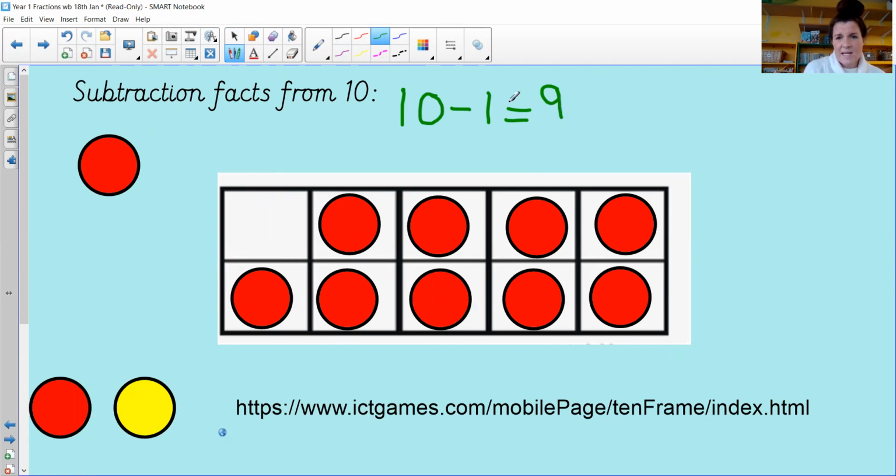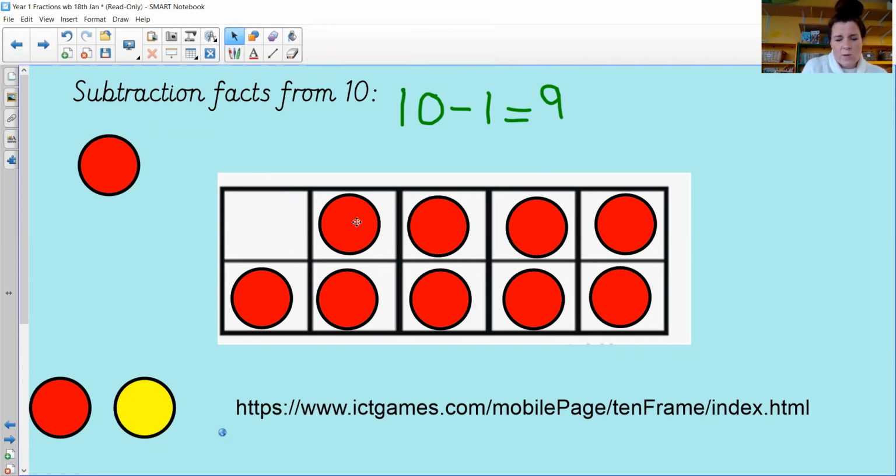Remember, this symbol means equals or the same as, because 10 take away 1 is the same as 9. Okay, so 10 take away 1 equals 9, or 10 take away 1 is the same as 9. You can practice saying those things as you're writing them too. Okay, so have a little go at doing that. I'll do one more with you.